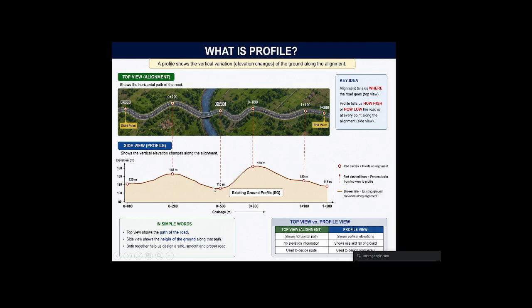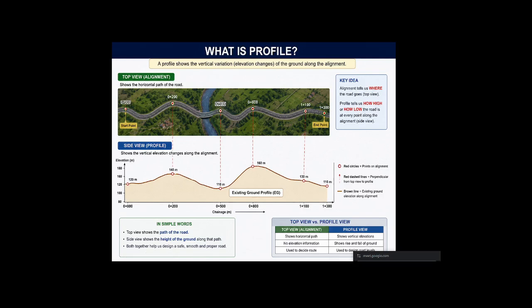For example, think of we are standing beside the road and looking at it from the side. So this is a side view of the road. This side view is called the profile. Okay. Now here you can see this line, the brown line. So this is the existing ground line. Okay. We can call it an EG line. So EG means existing ground.